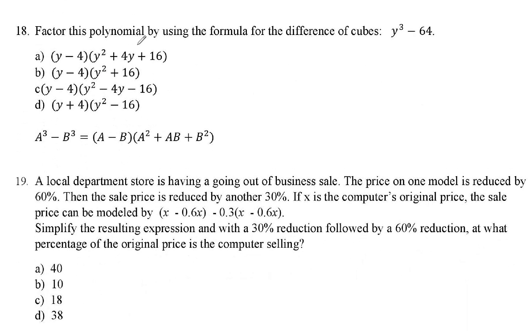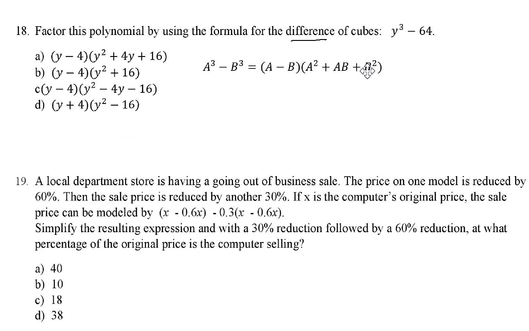And here they want us to factor a polynomial using the formula for difference of cubes. And I've put that formula down here for you just for demonstration. And what you want to do is you want to make this expression look like the difference of two cubes. Well, the y cubed is already set. Y cubed looks like a cubed. But the thing that you cubed to get 64 is 4. So, and if you didn't know that, you could do cube root of 64 on your calculator. So 4 cubed is 64. So here our a is y and our b is 4.